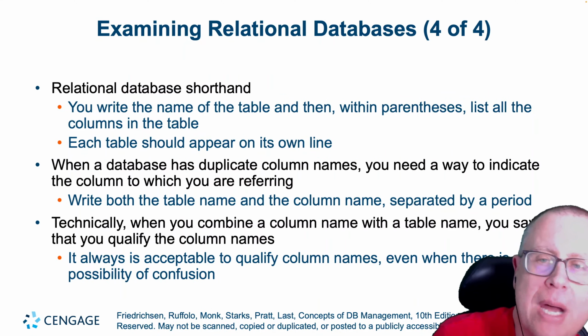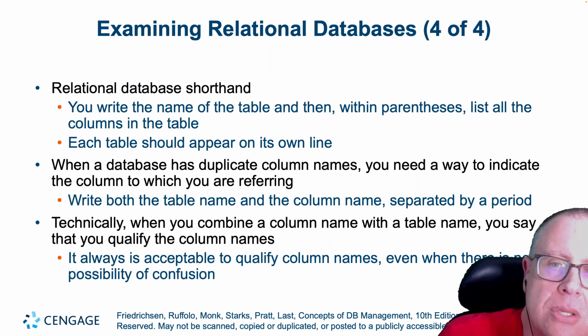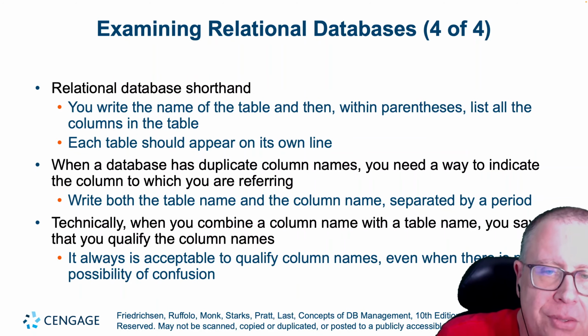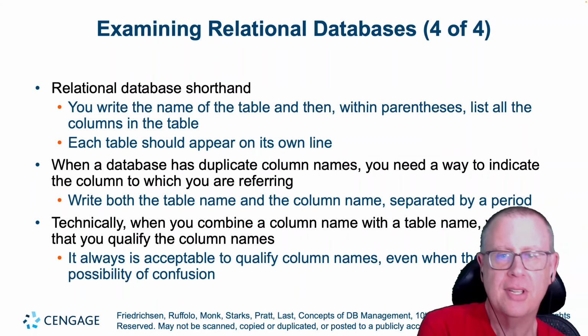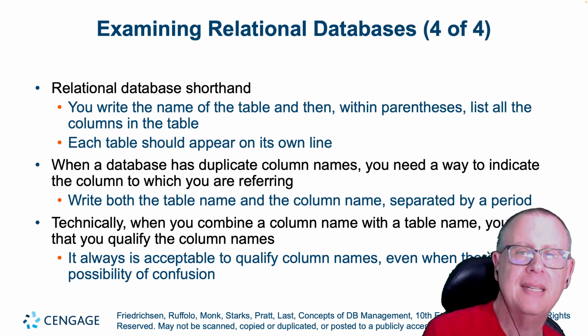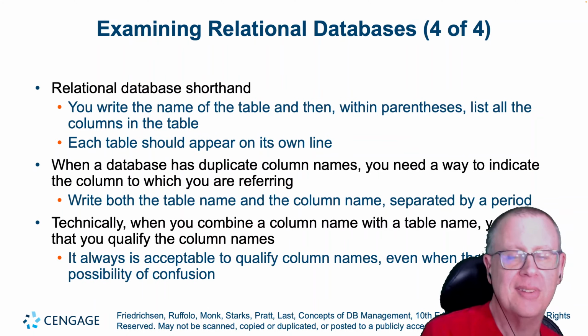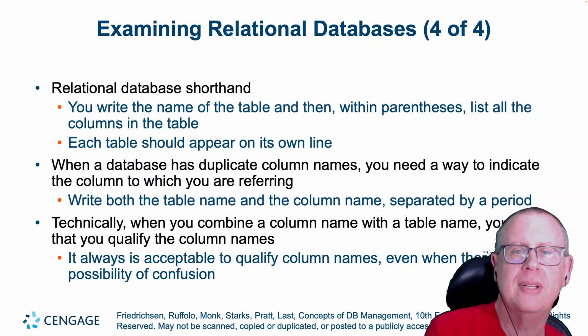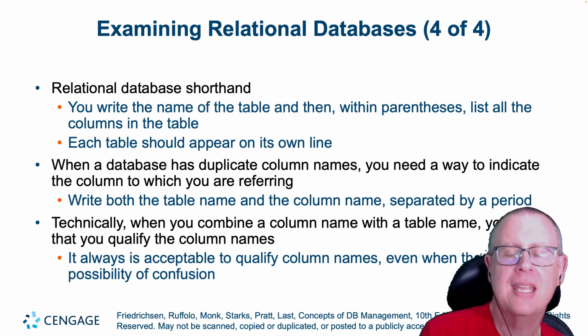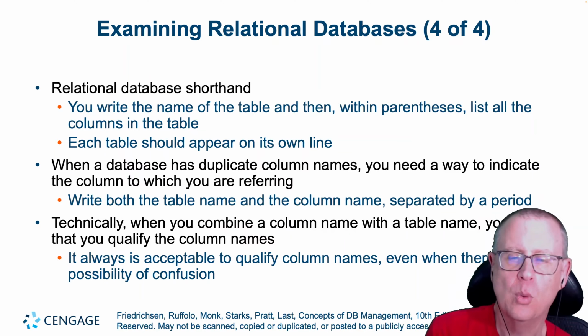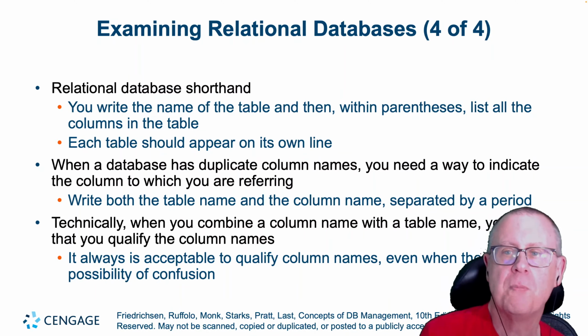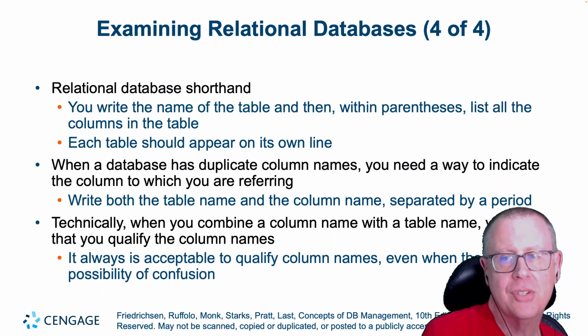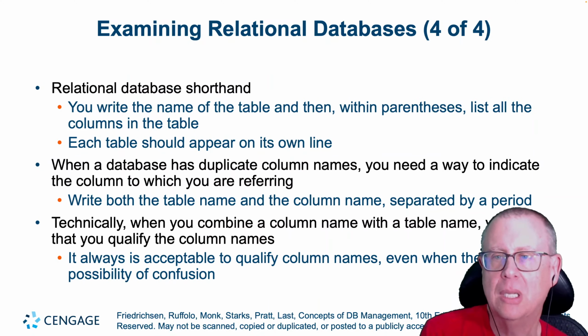So a way to do shorthand to describe a table is you write the name of the table, and then after that in parentheses you write a comma separated list of the names of the columns or attributes of the table, and each table should appear on its own line.